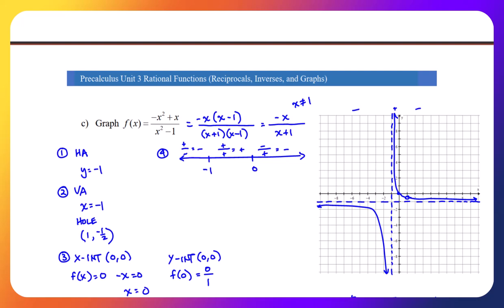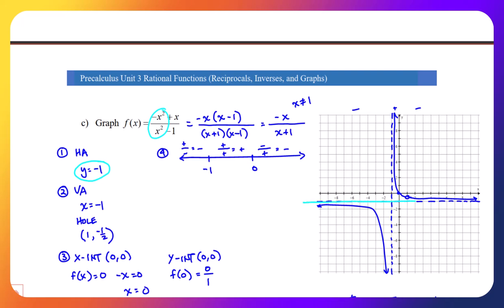Finally, one that's a little different. The degrees are the same. We take the ratio of the coefficients. It's -1/1, which is -1. Y equals -1 is the horizontal asymptote.